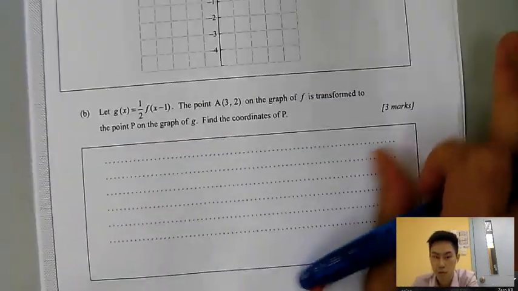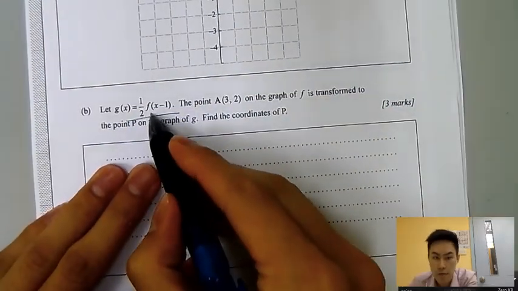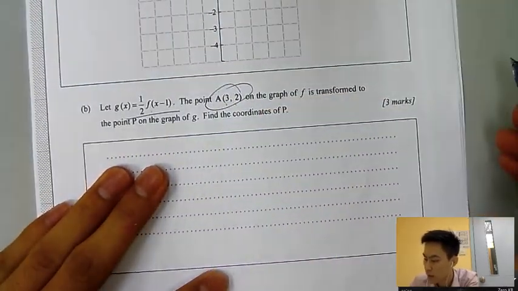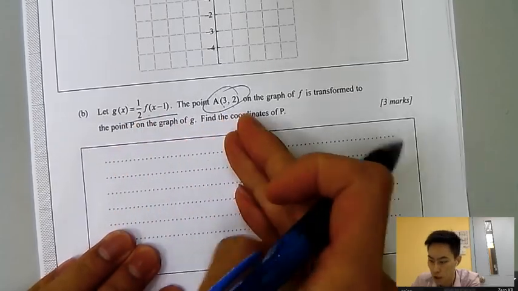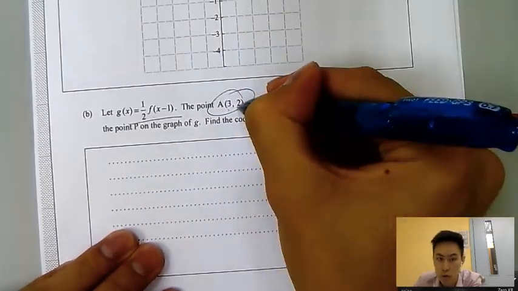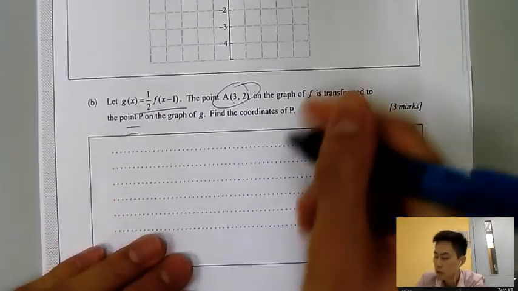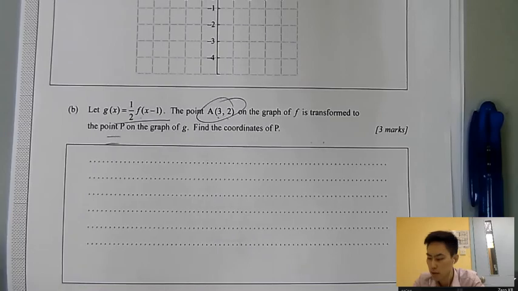And then question B. You are given g(x) is equal to half f(x) minus 1. The original point is (3, 2), which is transformed to the point P on the graph of g. So basically that's the original point. After transformation, where is the new point P? Find P. So that's the new point question. I'll give you 15 seconds to try.